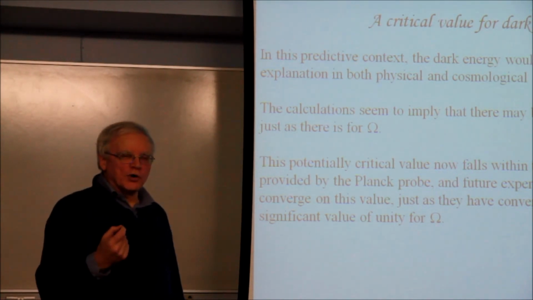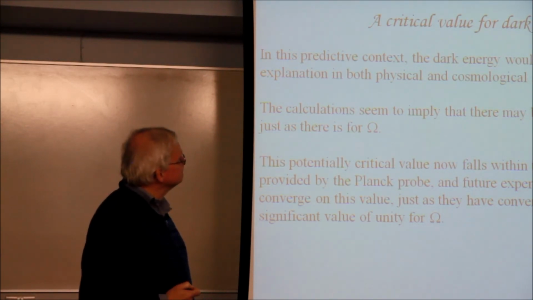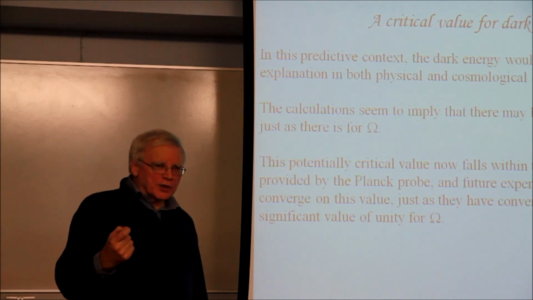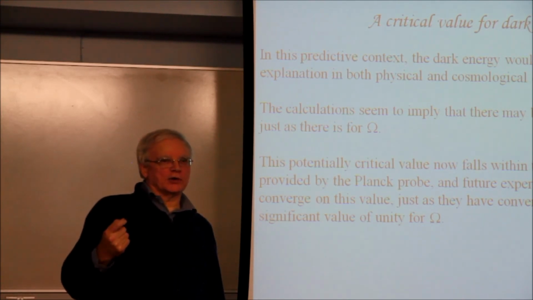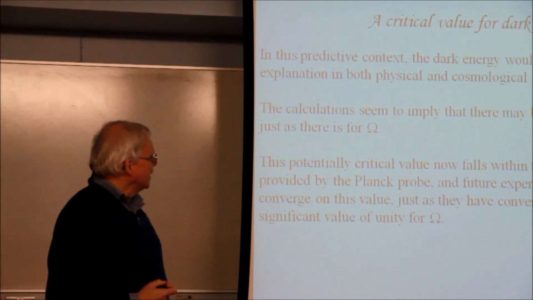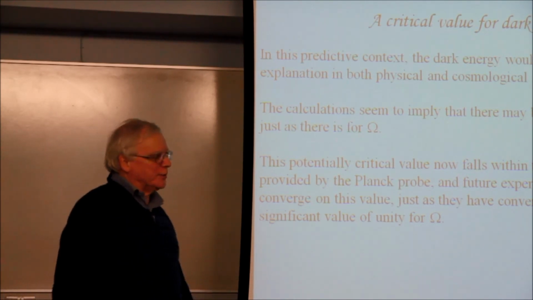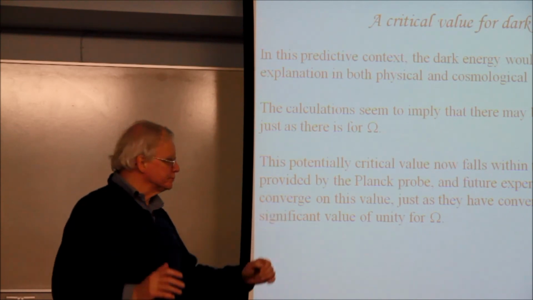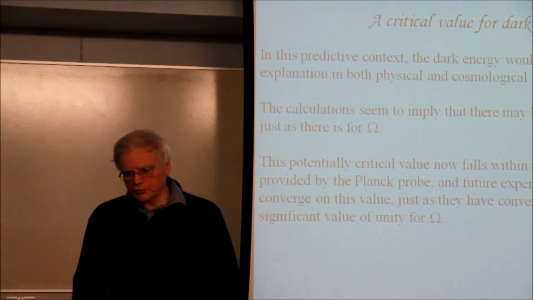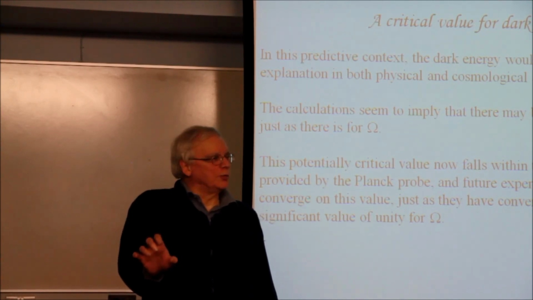So here we've got possible meaning for the dark energy in both physical and cosmological contexts. So possibly we do have a critical value for omega lambda, just as we have one for omega. And the critical value is within the limits of the data that we have. I think that we should be looking to see if future probes will converge on this value, just as they converge on omega equals 1.